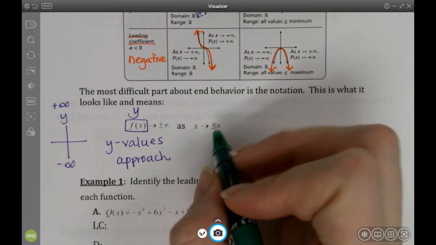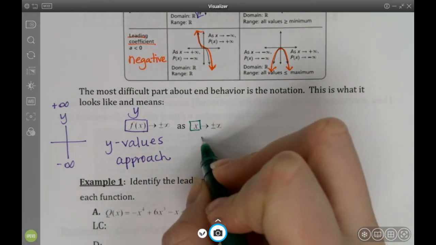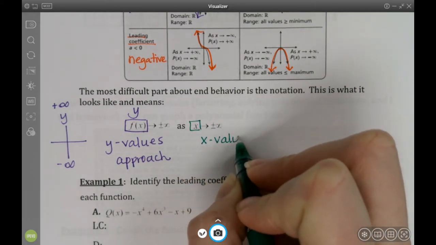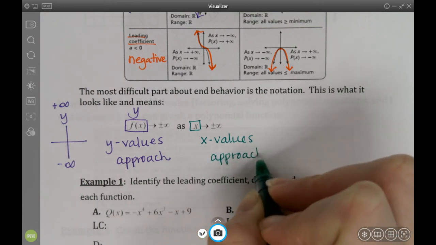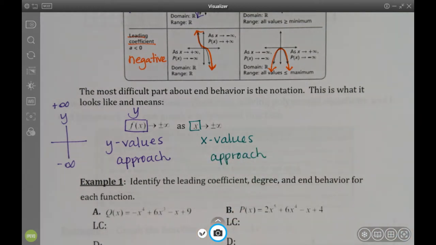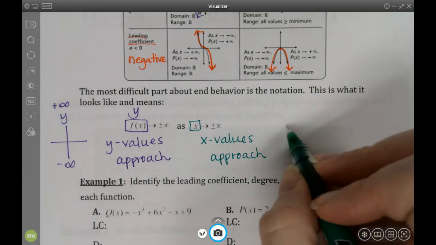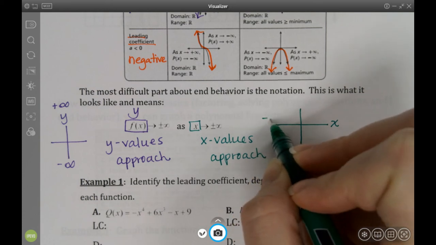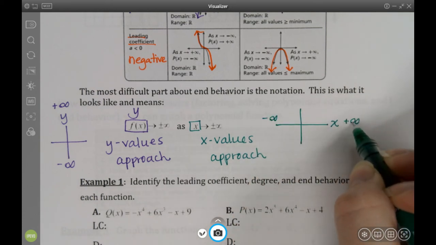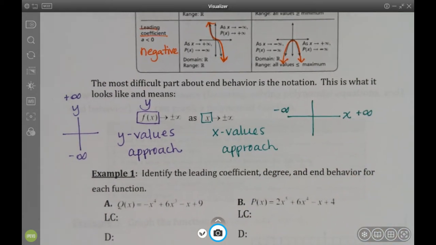As your x values approach positive infinity or negative infinity, aka left or right. So remember when we did domain and range and we had all those infinities? They're back.